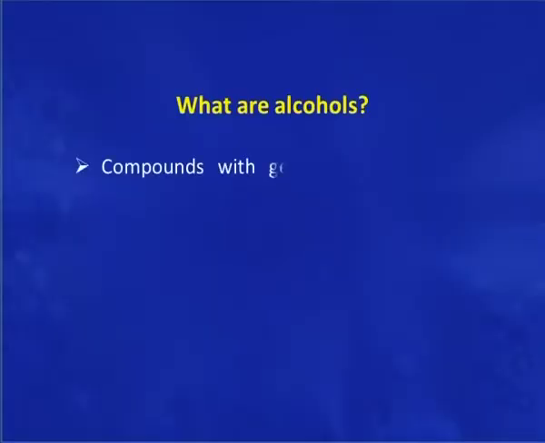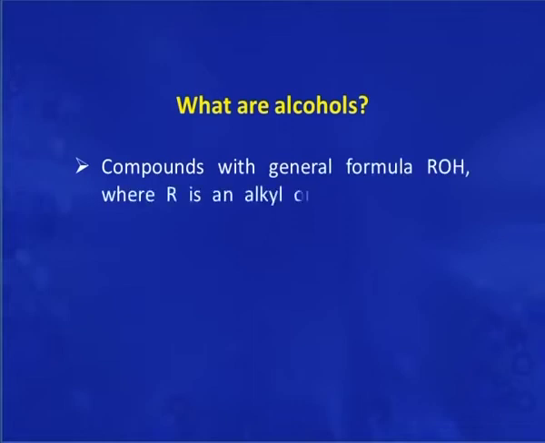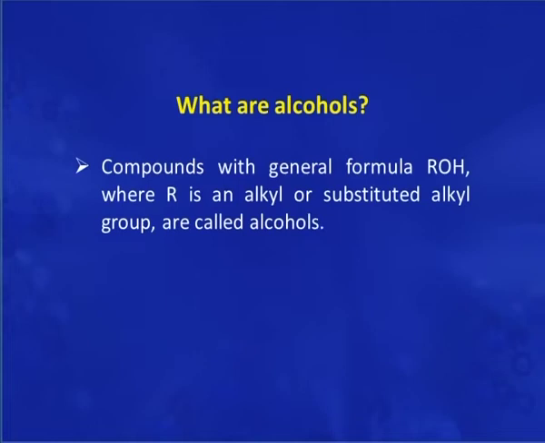What are alcohols? As you can see here, compounds with general formula ROH, where R is an alkyl group or it can be a substituted alkyl group, are called alcohols. The simplest and most common alcohol, which I think all of you know, is ethyl alcohol. We will now classify alcohols.